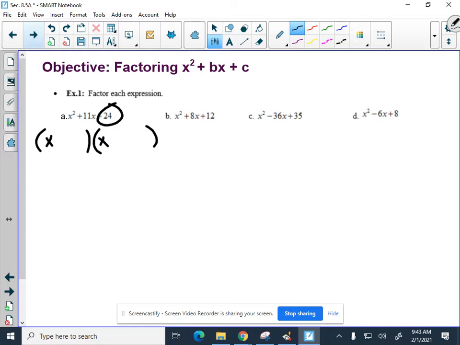This is my C value. So I want to come up with all the ways to come up with 24. First of all, if you start out and say, well, I know 1 times 24 would get me 24. Then you take your calculator and take 24 divided by 2. What does that give you? 12. Now let's keep going up. Take 24 divided by 3 on your calculator. Okay?